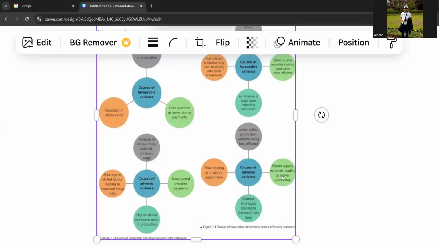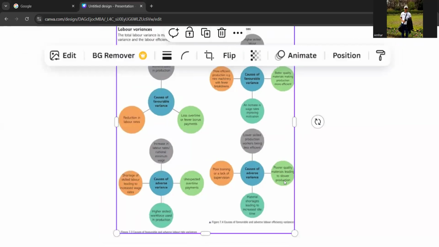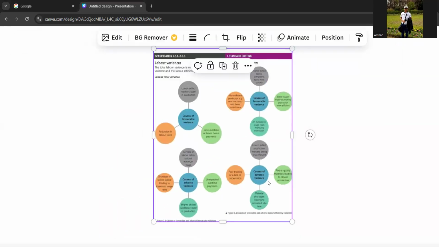And then poorer quality materials leading to slower production. So if the material quality is poor, it will lead to slow production, and as a result they will have an adverse labor efficiency variance. And the fourth thing is material shortages leading to increased idle time. Sometimes there will be a material shortage, so that will increase idle time. As a result, it will cause adverse variance. Did you understand all this now? Yeah, understood all that. Okay.